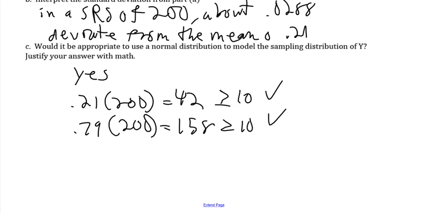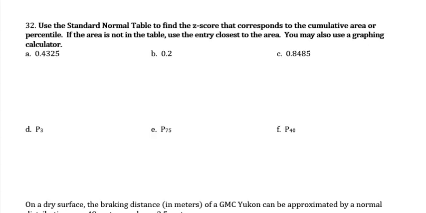Okay, 32. Last page. Now we're going backwards. So we're looking for an area of 0.4325, and you're going to look on your Z table and get negative 0.17. Then 0.2, negative 0.84. 0.8485, that's going to be 1.03. Remember, you're just going backwards. You're trying to find 8485 in the table, and then go to the left column and up and find your matching numbers.